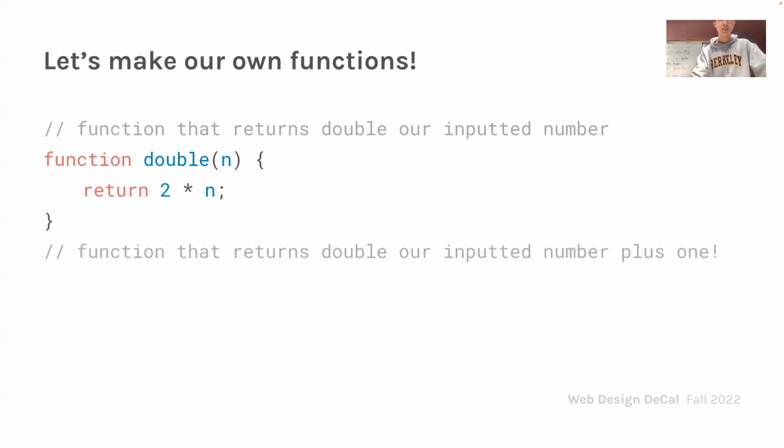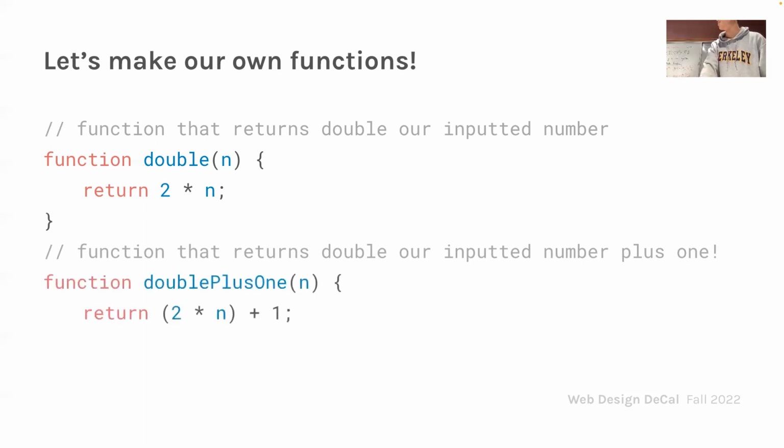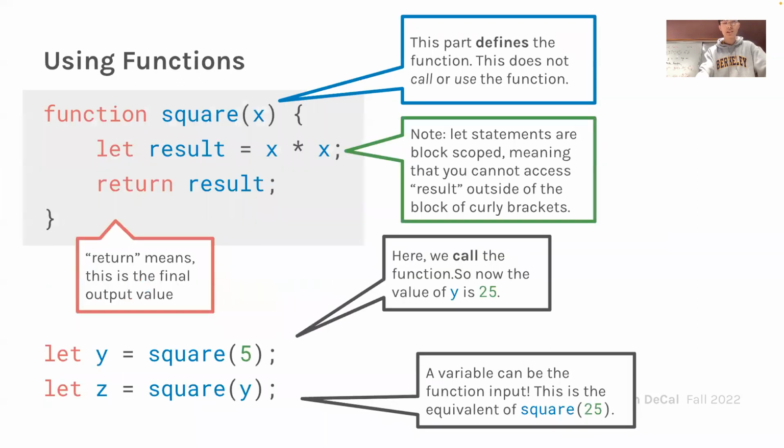So let's say we have a function that returns double our inputted number plus 1. I don't need to patronize, so let's just go through it because it's pretty simple. If you're ever unsure of order of operations, just use parentheses. You can nest them as much as you want, and it's good to be safe. So this should also do exactly what the function name tells us. Okay, some parts disappeared. That's fine.